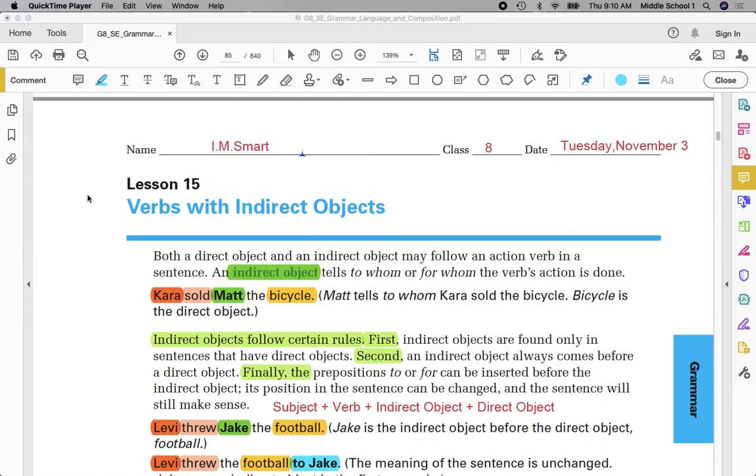If you see them in a sentence like this, however, they are not indirect objects. Notice in blue I have highlighted to Jake. In this particular sentence, to Jake is a prepositional phrase. Levi threw Jake the football follows the pattern subject, verb, indirect, direct object. In the second sentence, the subject is Levi, threw is the verb, the direct object is football, and it contains a prepositional phrase with no indirect object.